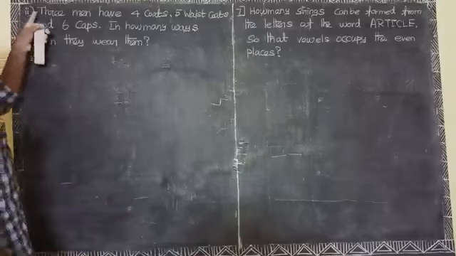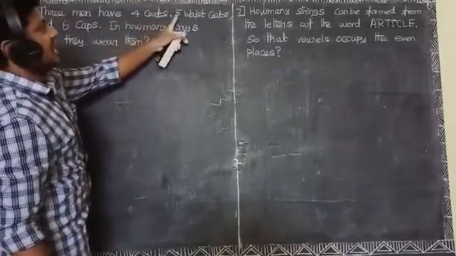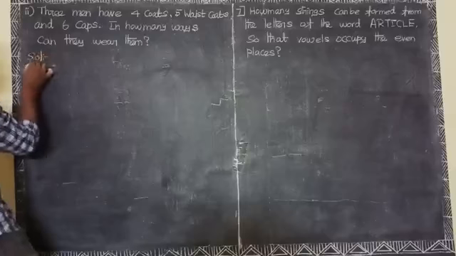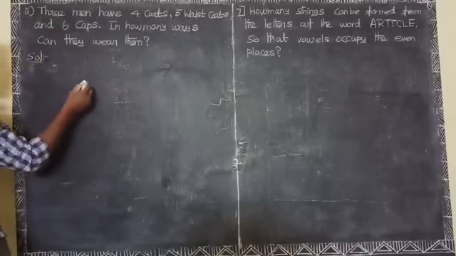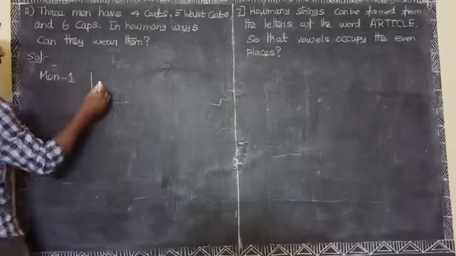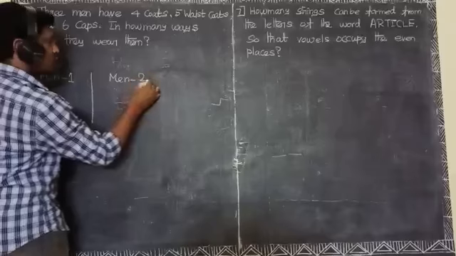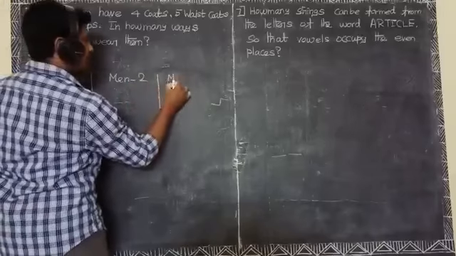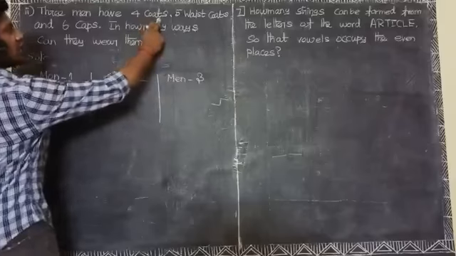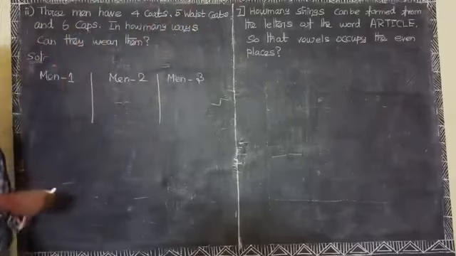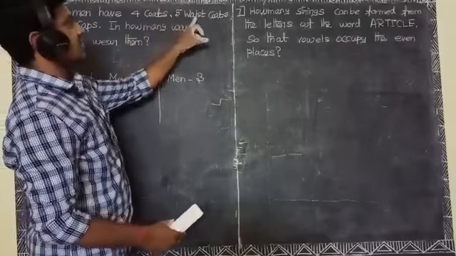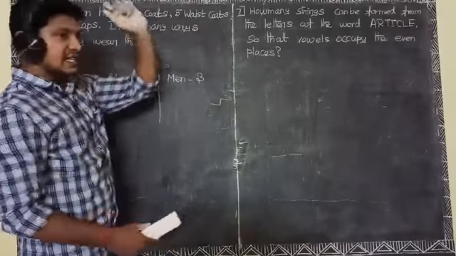Next, second subdivision. 3 men have 4 coats, 5 waistcoats and 6 caps. Solution. Here given 3 men: this is man 1, this is man 2, this is man 3. The 3 men have 4 coats, 5 waistcoats and 6 caps. 3 types of clothes: the first one is coats, the second one is waistcoats and the third one is caps.